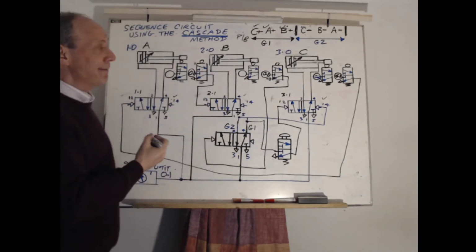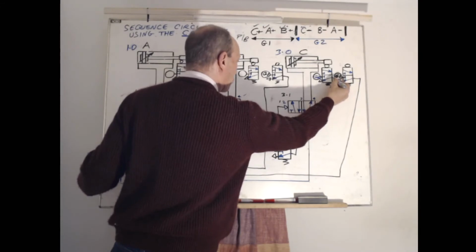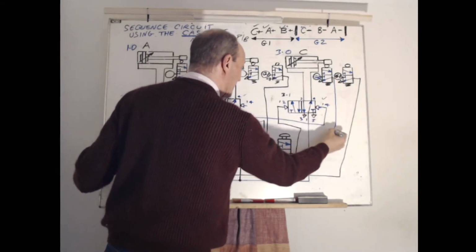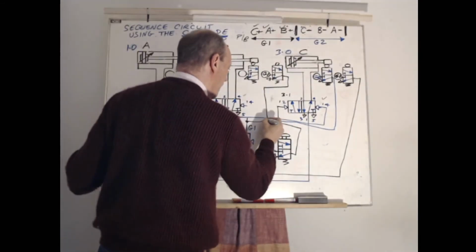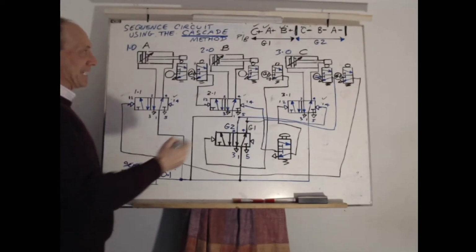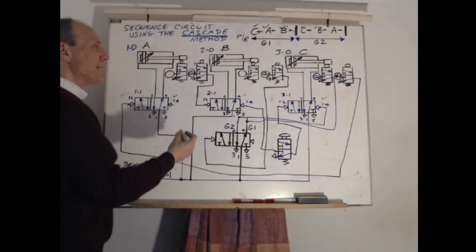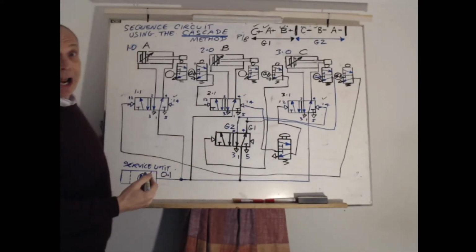C has gone negative. It takes the air and it feeds the air through, down, and sends B to B negative. This one has now been achieved as well. B goes negative, it takes the signal on retraction.